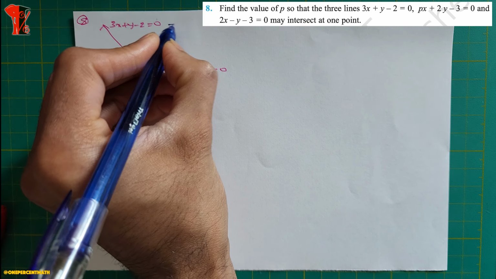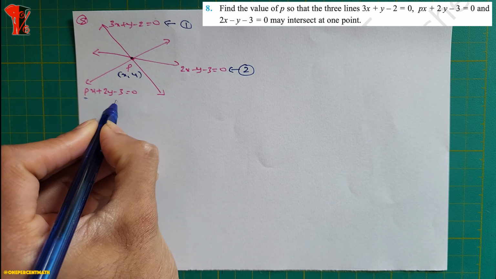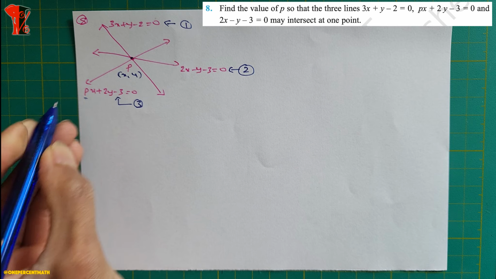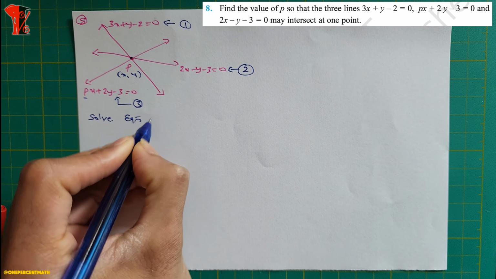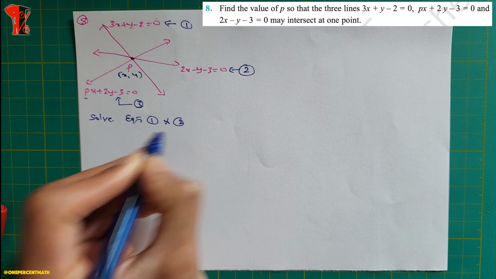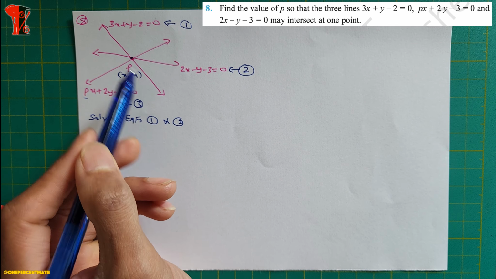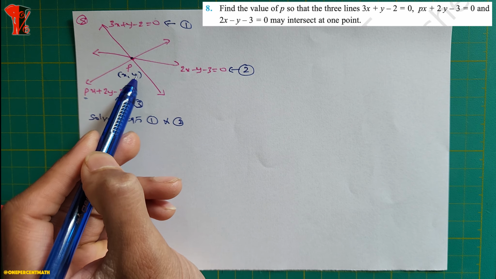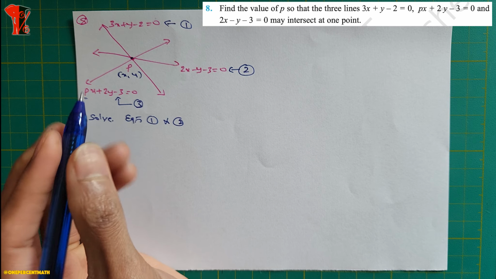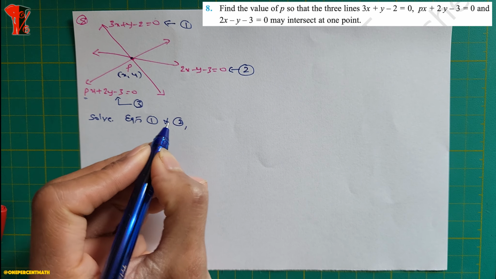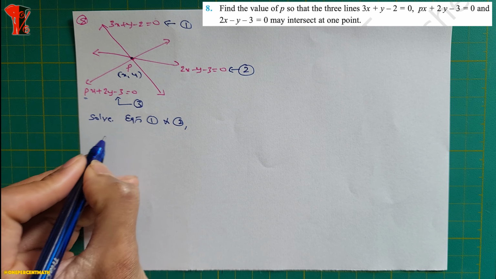Okay, so let me take this equation as equation 1, this as 2, and this as 3. So we are going to solve equation 1 and equation 2. Now what's the benefit here? If I solve these two equations, I'll get x and y values, and x and y are the coordinates of that point where lines 1 and 2 will meet, correct? So let us solve this equation.